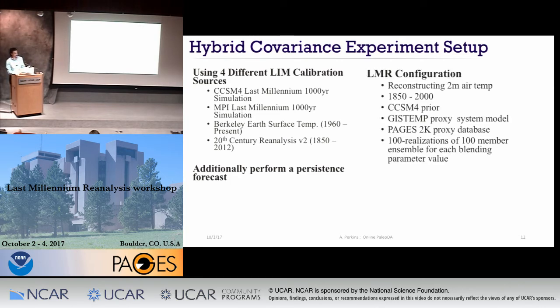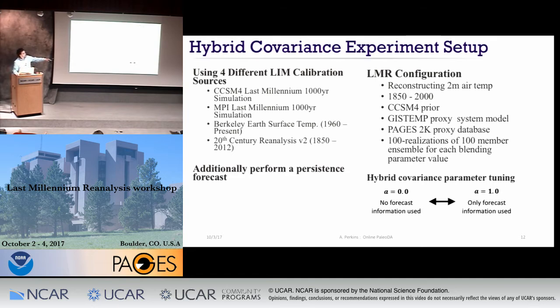The basic reconstruction setup, we're reconstructing 2-meter air temperatures from 1850 to 2000, so that's during the instrumental period. We're using CCSM4 as our prior, so those are annual average climate states as our prior. And then all the proxy system models were calibrated against GISTEMP, and we're using PAGES 2K data. We did this standard Monte Carlo resampling as they did in the 2016 paper, which had resampling of proxies. We used 75% of the proxies, and we're drawing 100-member ensembles.